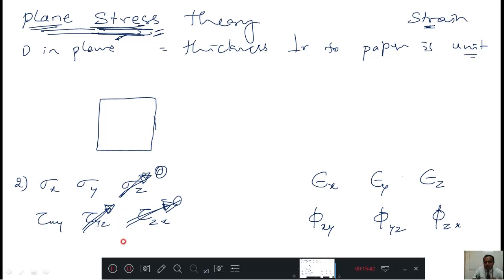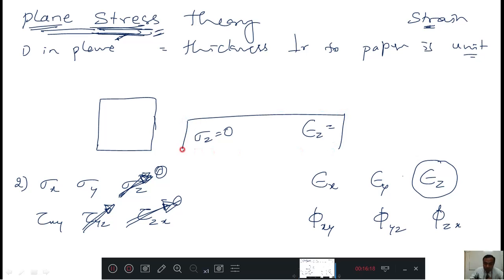Very important, seriously, listen here. When you say sigma z is 0, it doesn't mean that there is no strain in the z direction. When you say sigma z is 0, it doesn't mean that epsilon z is 0. Therefore, when sigma z is 0, there is a possibility that epsilon z can be present. You need to think in a practical way. You tell me, sir, how is it possible.